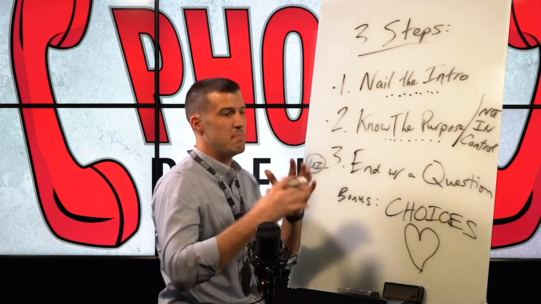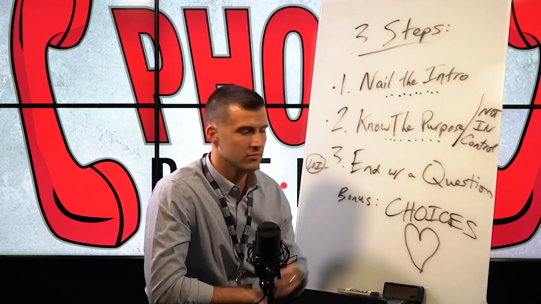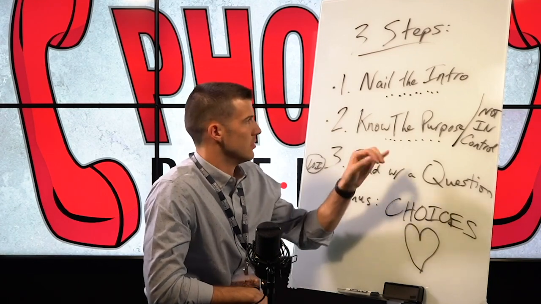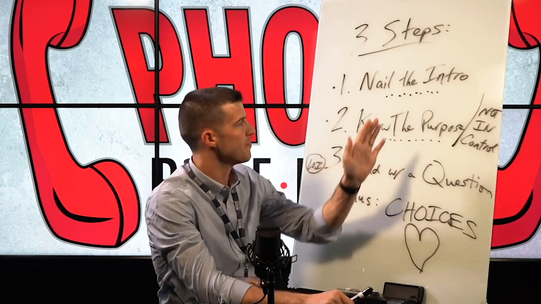So in essence, what did we talk about on phone phenom, about being a freaking phone phenom, and what does that look like? Nail the intro. Practice it. Role play it. Quit sucking. Know the purpose of the call so that you're in control of the call. And end with a question. If you just got those three things down, you could call up someone that was interested in life insurance and it wouldn't even matter what you said, as long as you nail these, right?